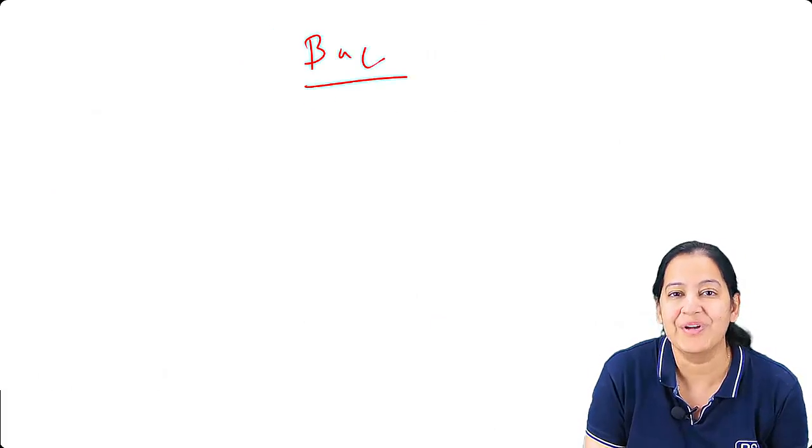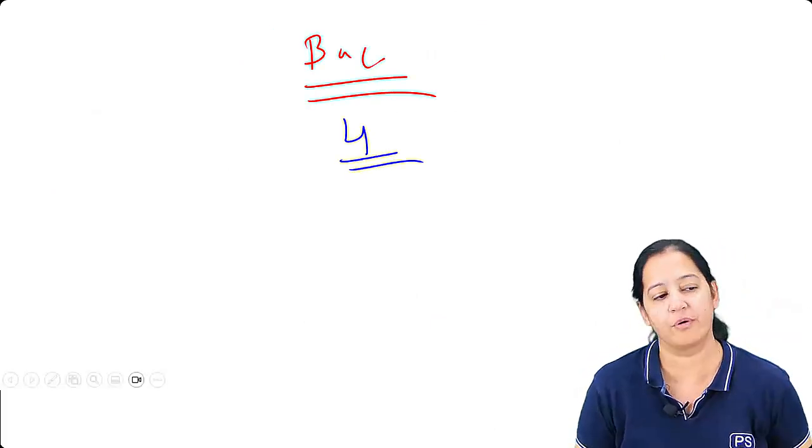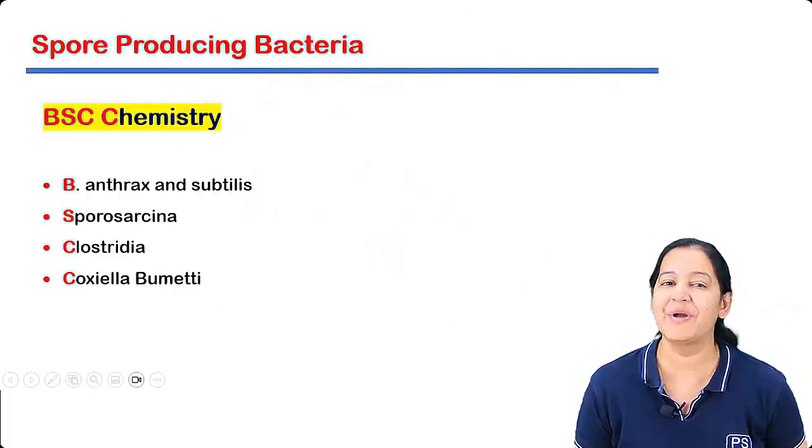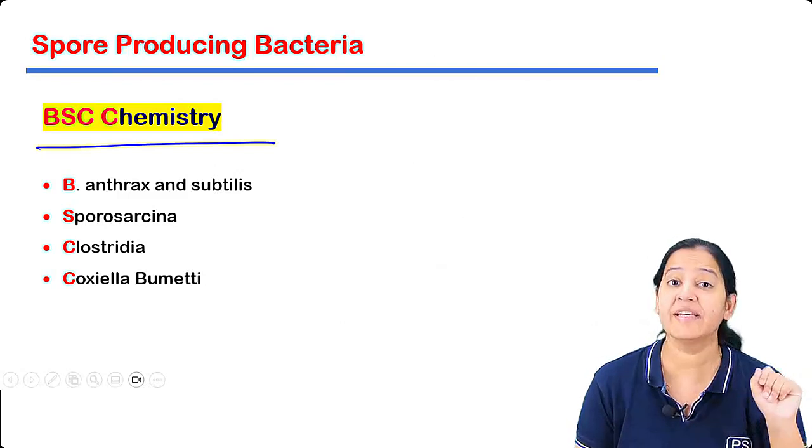Okay, tell me how many bacteria in this world form the spore? There are many bacteria, but only 4 of them form the spore. Only 4. So I'm having again a mnemonic for you. The mnemonic is BSc chemistry.